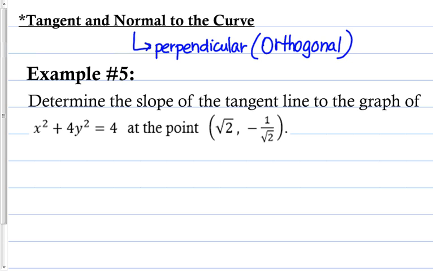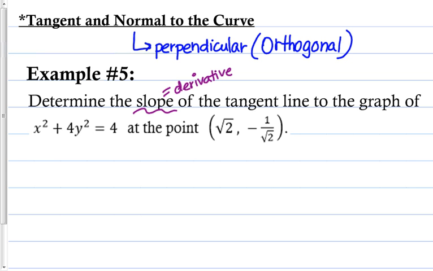All right. Example 5. Determine the slope of the tangent line to the graph of x squared plus 4y squared equals 4 at the point square root of 2, negative 1 over square root of 2. So the slope. In order to find the slope, you have to derive. The derivative. So I'm going to derive this function. And then I'm going to plug in my x's and y's to find the derivative, the slope.